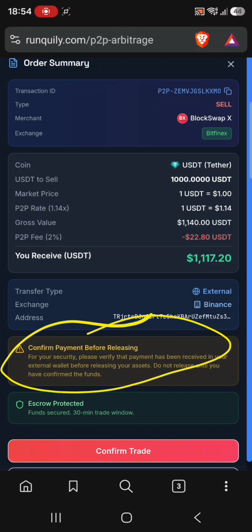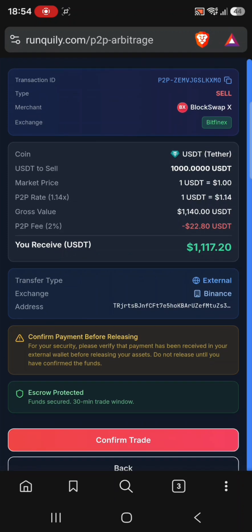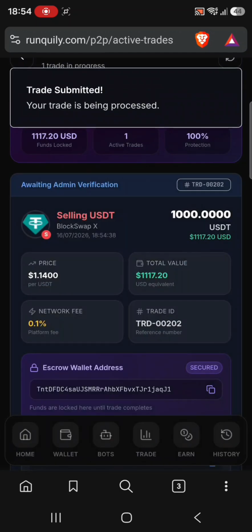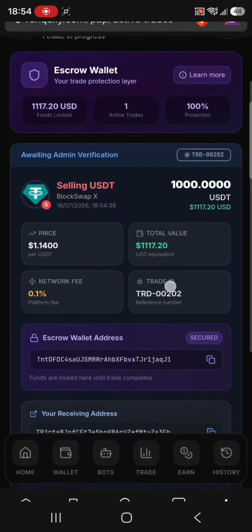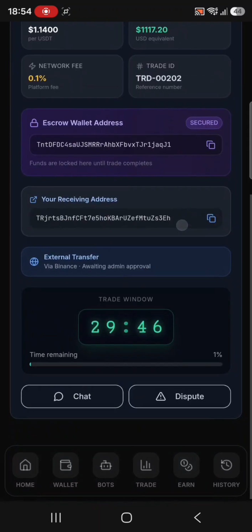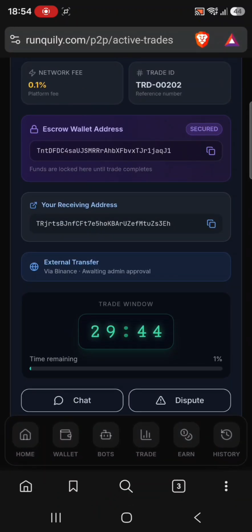Before release, for your security, please verify the payment has been received in your external wallet before releasing your assets. Do not release until you have confirmed the funds. So you should confirm your funds in your Binance if you are using Binance, and any other exchange if you are using that exchange. So my trade is running. You can see here everything selling, and it will be going for around 30 minutes.